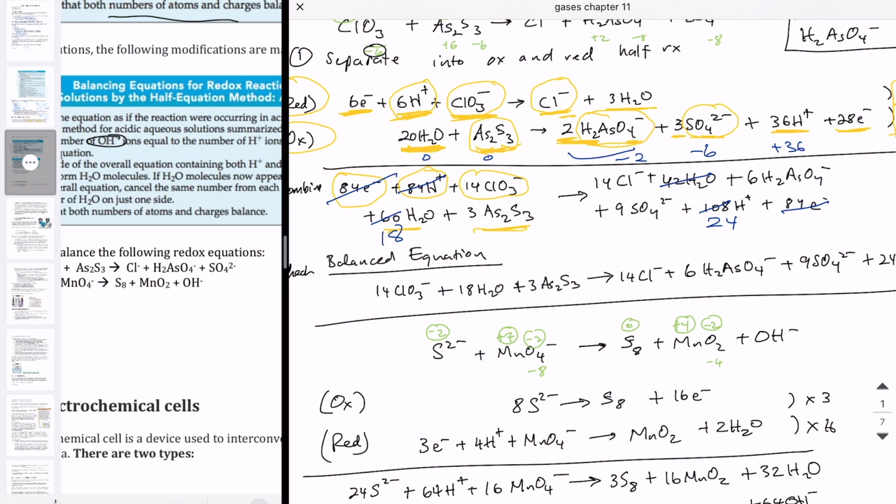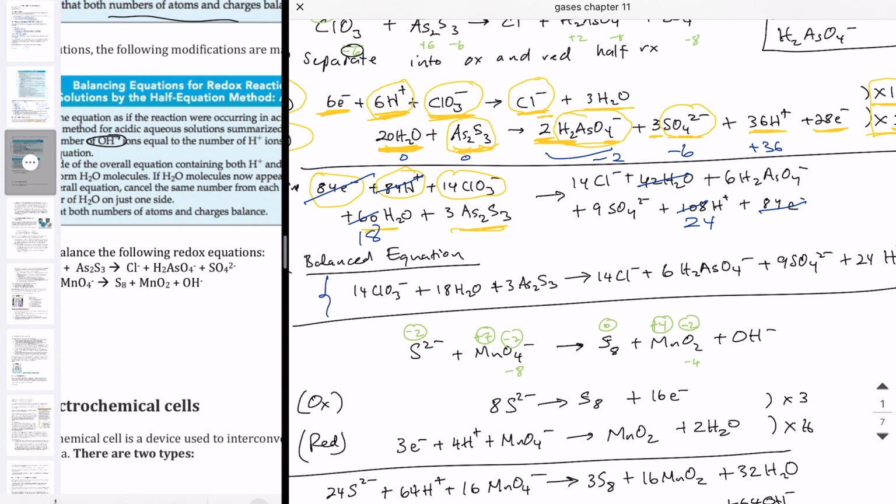We are left with 18 on the left. So at the end, this is your balance equation. What you should do at that point is double check to make sure that everything looks correct. So 14 chlorine here, and then we got oxygen. We got 14 times 3, that's 42. And then we got 18 here of oxygen.